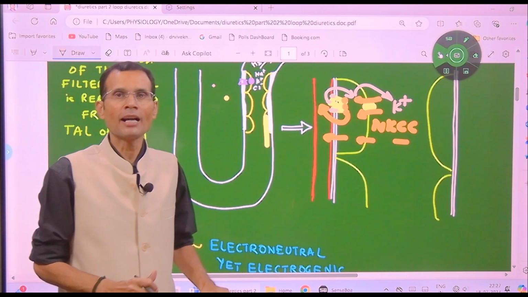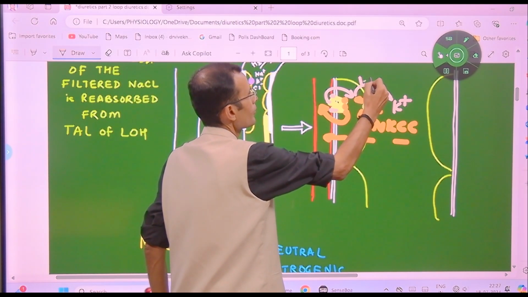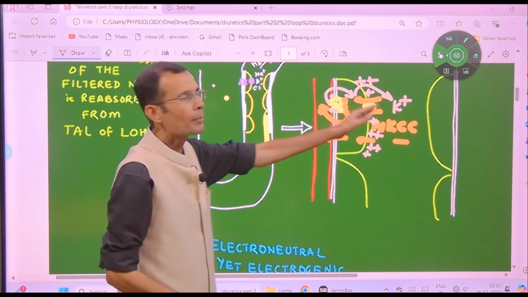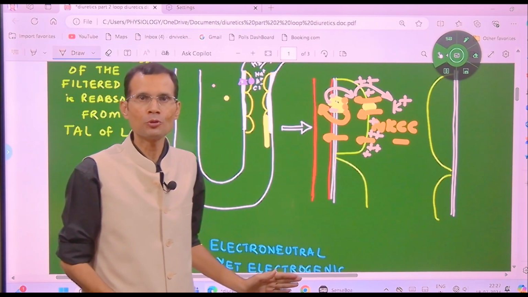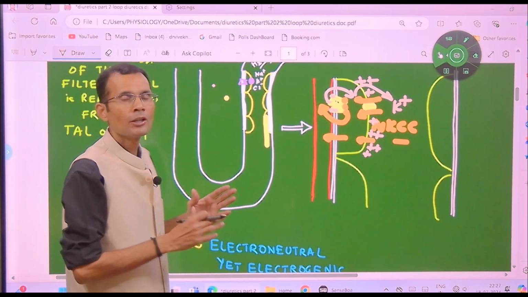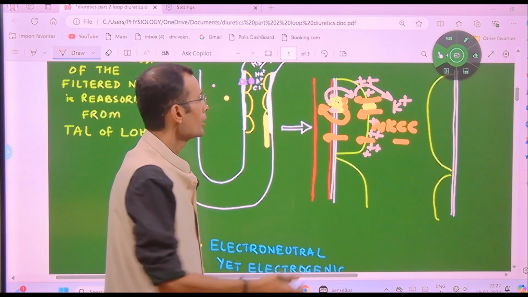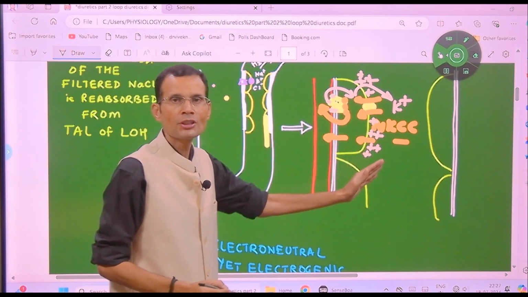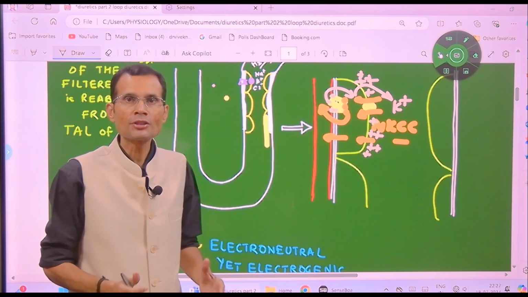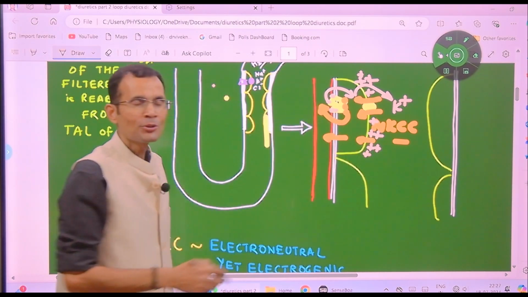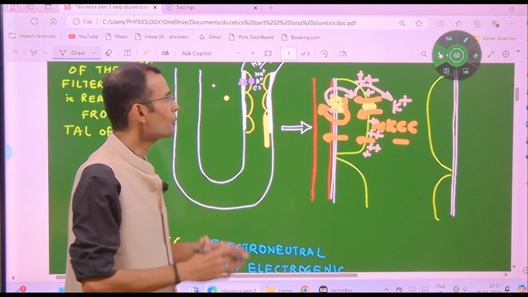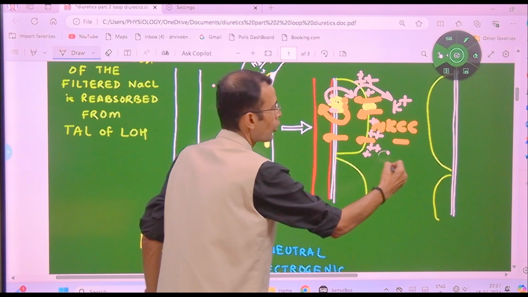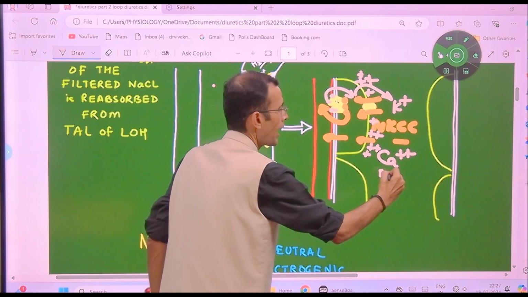now because of this potassium, positive charges accumulate just outside the membrane in the lumen of the tubule. So this is called lumen positive potential. The tubular lumen is having extra positive charges, creating a positive potential. And now this positive potential is going to be the driving force, as we have mentioned previously, for the reabsorption of calcium and magnesium.